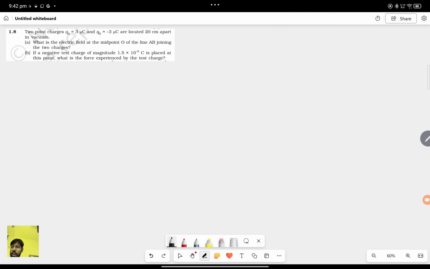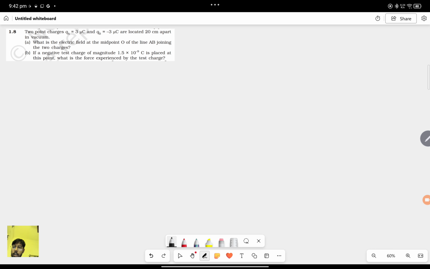So this is 1.8 question of NCERT Physics class 12th chapter electric charges and field, and now we are going to solve this. The question says two point charges QA equal to 3 microcoulomb and QB equal to minus 3 microcoulomb are located 20 centimeter apart in vacuum. What is the electric field at the midpoint of the line AB joining the two charges? Okay, so we have to find the electric field at the midpoint.